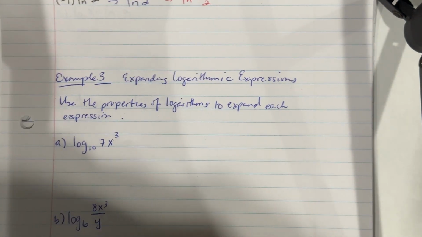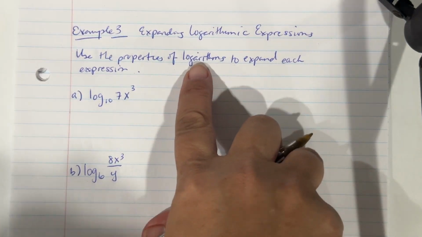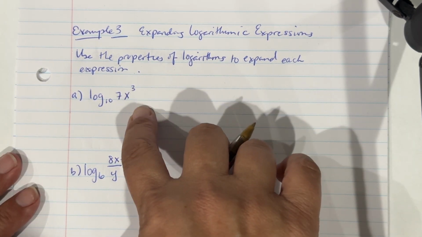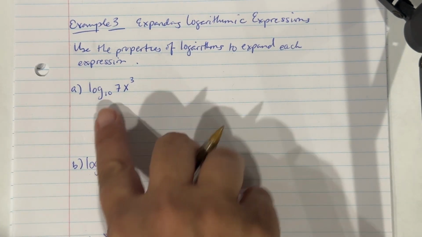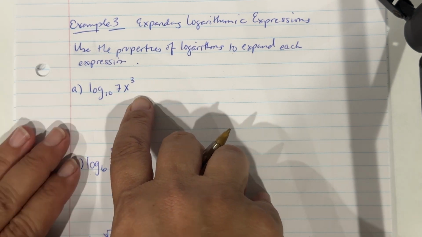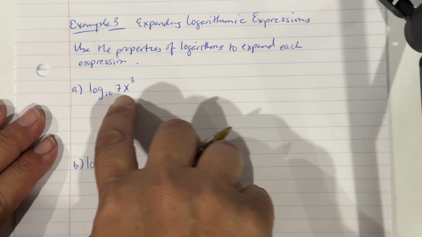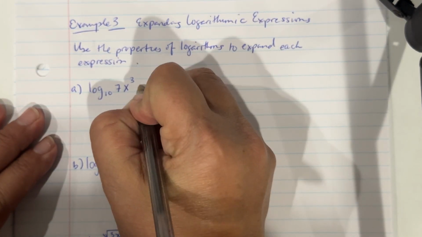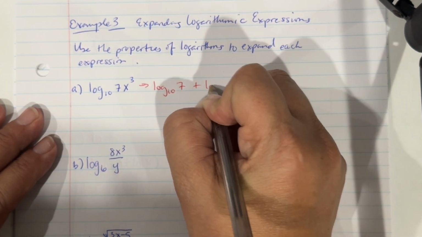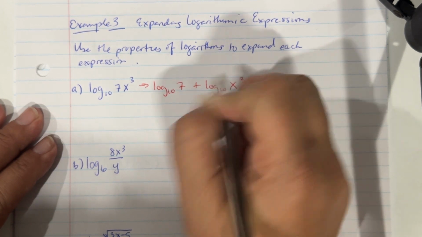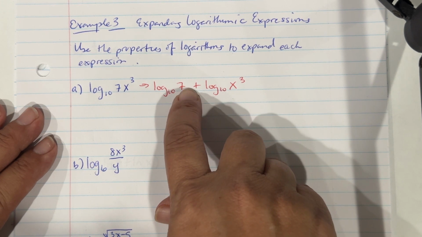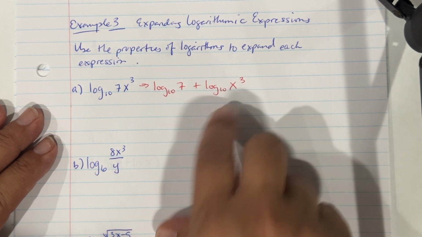In example 3, they want us to expand using our properties. It says use the properties of the logarithms to expand each expression. So in this one, they gave us log base 10 of 7x cubed. First thing, we notice that there's multiplication involved, so we're going to break it up. We're going to say log base 10 of 7 plus log base 10 of x cubed. Since log base 10 of 7 is already simplified, there is no exponent, but the second one has a power of 3.